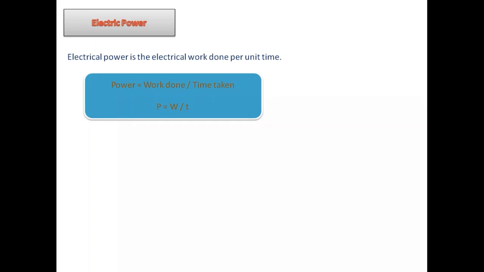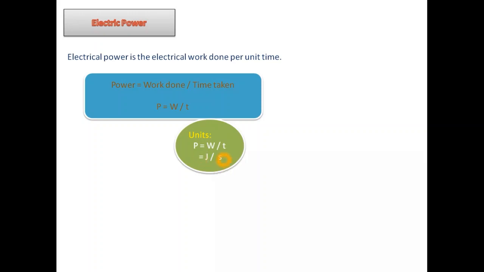If we look at the mathematical formulation, power is nothing but the work done divided by time taken. Power is represented by P equals W by T. Now, let's talk about the units of power. The unit of work is joule, J, and the unit of time is seconds. So, joule per second is the unit of electric power.